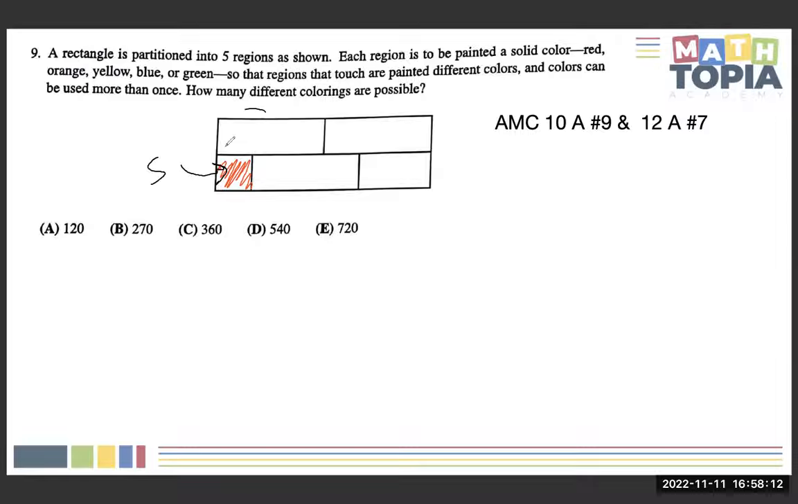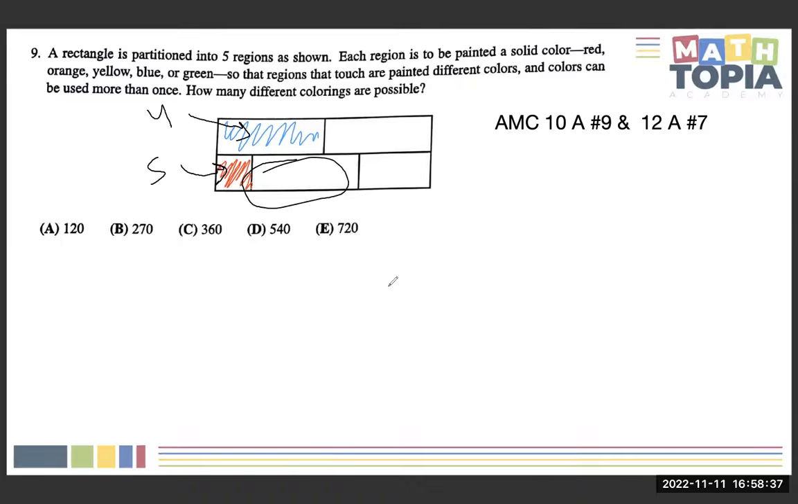Okay, well, let's move on to another region, right? Well, this region is touching red, and according to what the problem says, regions that touch are painted different colors. So this can't be red. It has to be orange, yellow, green, or blue. Okay, let's say I color it blue. Well, of course, there are 4 ways to do that.